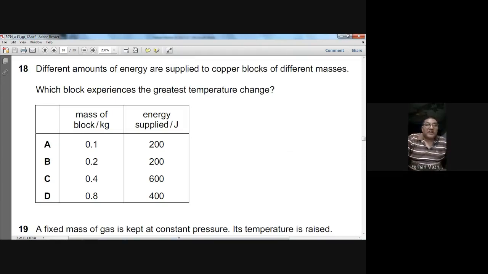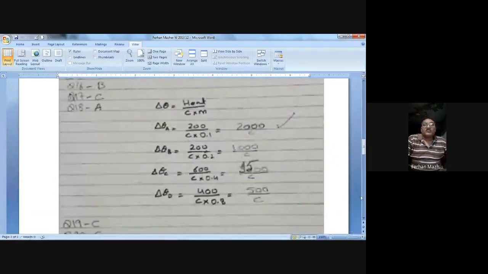I have done this on a paper. Let me show you that work. Okay, so on your screen you can see question number 18. The change in temperature is equal to heat divided by C divided by M. So for the body A, 200 divided by C divided by 0.1, and the answer will be 200 divided by C. In the same way for B, the answer is 1000 divided by C. For the block C, the answer is 1500 divided by C. And for D block, I have done the calculation, and the answer is 500 divided by C.